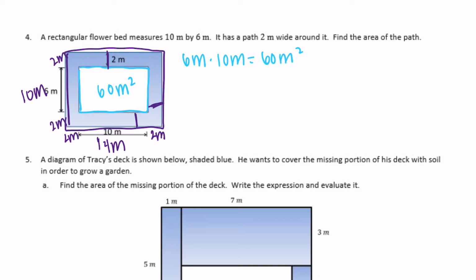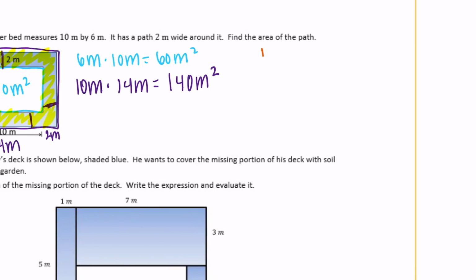So if I found the huge rectangle all the way around, it would be 10 meters by 14 meters, or 140 meters squared. So if we want to know the area of just this path along the outside, I'm going to take the whole area of the big rectangle and subtract the small rectangle. So 140 minus 60 would give us 80 meters squared as the area of the path.